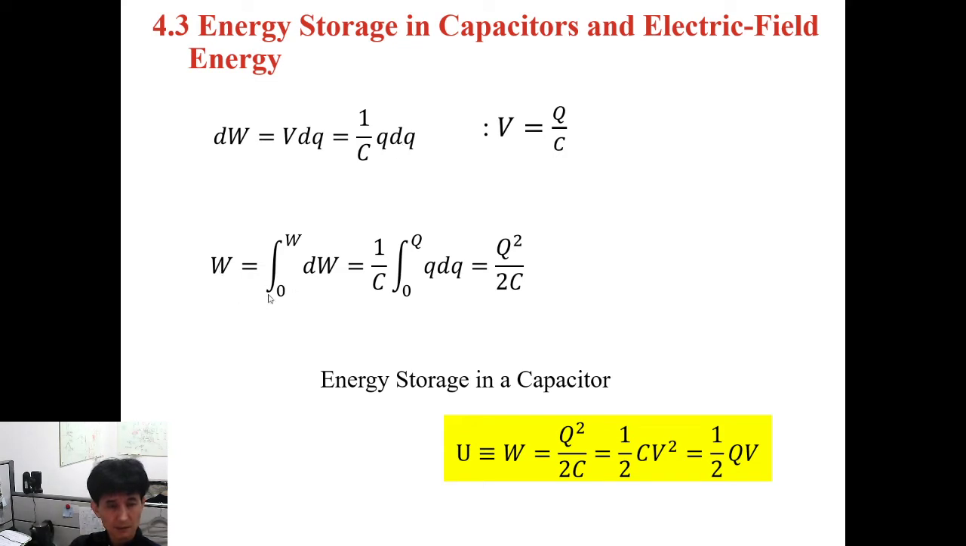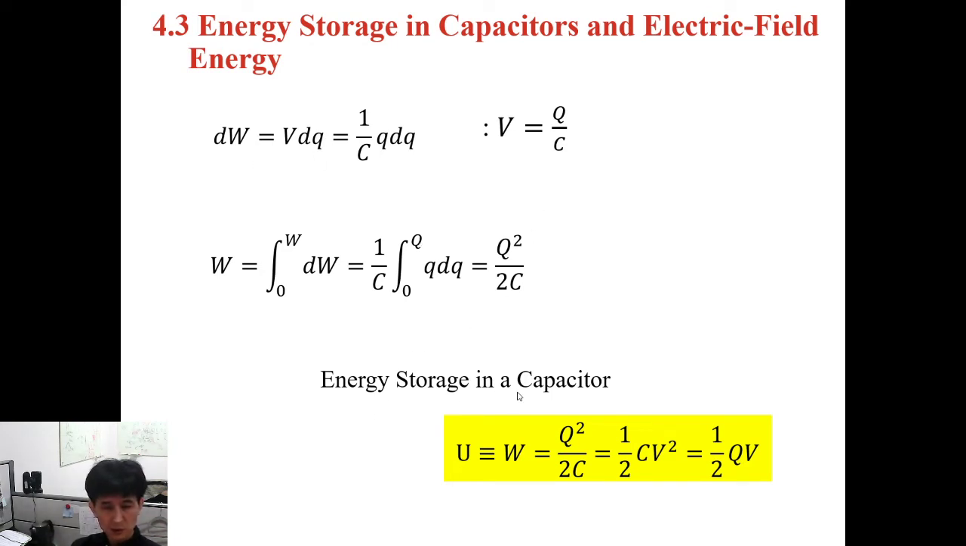If we take an integral on both sides, then that's the work done, and that is 1 over C, from 0 charge to capital Q charge, q times dq. So this is 1 over 2 q squared. So we finally have capital Q squared over 2C. That's the work done to store charge from 0 to the final charge Q across the capacitor.